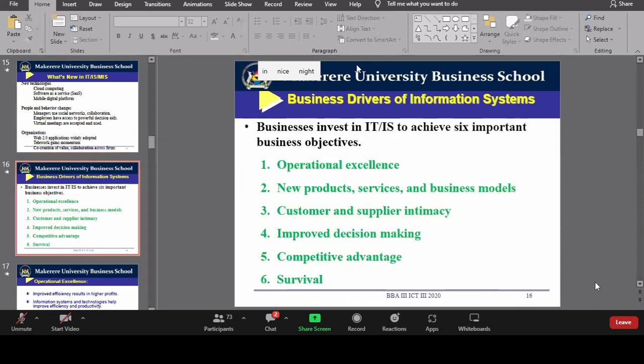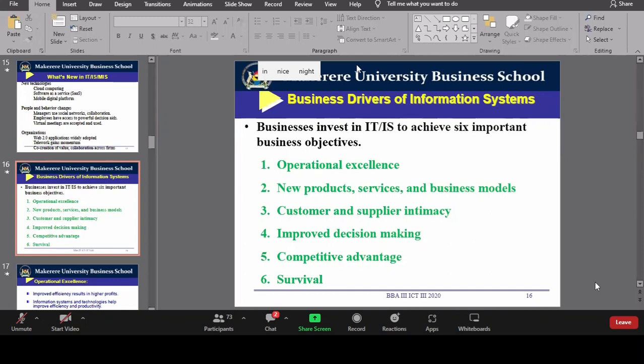So we were at new products, services, and business models. I'd explained that. Then number 3 is customer and supplier intimacy. How are you going to keep up tabs with your customers and suppliers? They must be as close as possible. How do we do that with IT and IS? Closeness with them? What networks do you have with them? How do you share information with them every now and then?